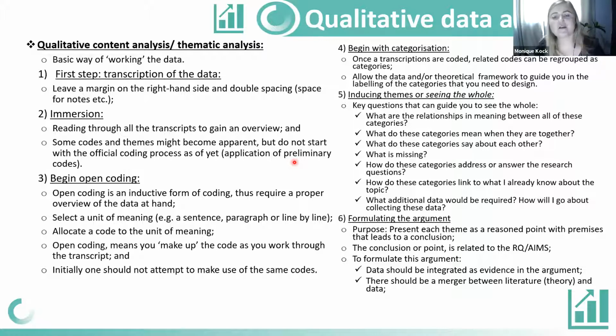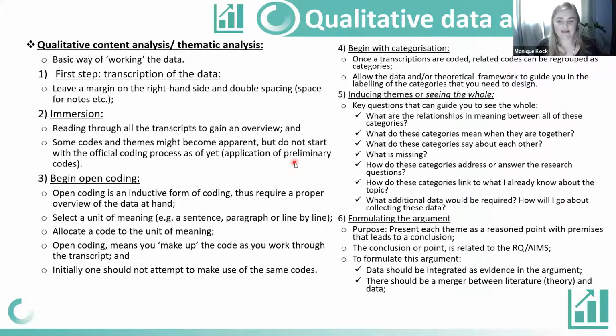And once you have created your themes, all of your categories have been created, and all of your codes are categorized under these categories, then you would start by formulating the argument. And this also relates back to the last step of the write-up. The purpose of formulating an argument is to present each theme in a reasoned point, to note down how did they relate to the conclusion. When I say conclusion, again, how does this theme answer any of my objectives?